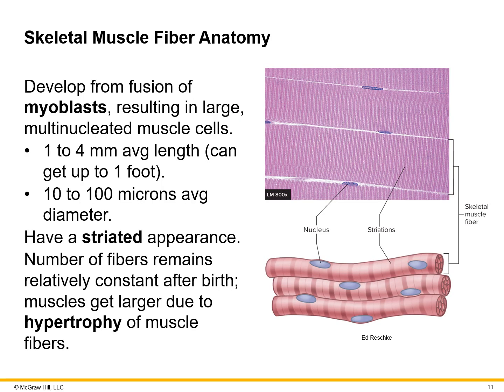Continuing with our skeletal muscle, which is where most of this chapter is going to focus. This develops from the fusion of what are called myoblasts, which result in large multinucleated muscle cells. One of the differences between skeletal muscle and smooth and cardiac is that skeletal muscle has multiple nuclei, because all of these muscle cells are fusing together to make one big muscle cell. It also has a striated appearance, which is due to actin and myosin. We'll come back to that.